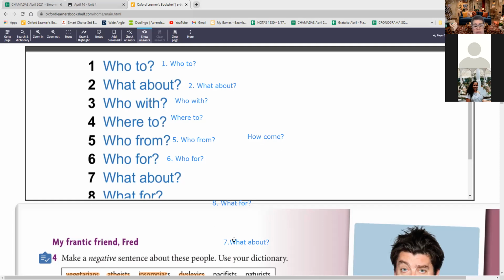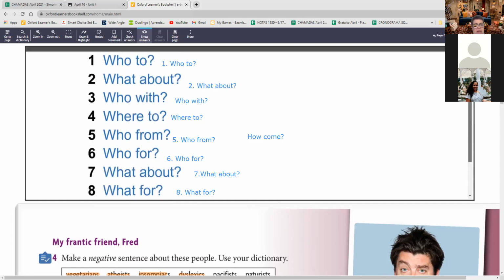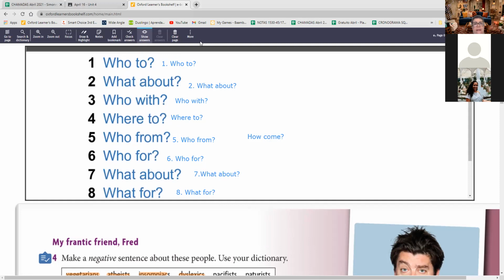Number 7, let's see there. What about? Okay, correct. Number 8, what for? Now let's see if we have any other. Where is number 9? There is no number 9, only 8. I just put this how come here because I was giving you the first example. But all the questions are here, from number 1 to number 8. If you want, you can print, you can get a screenshot, okay?